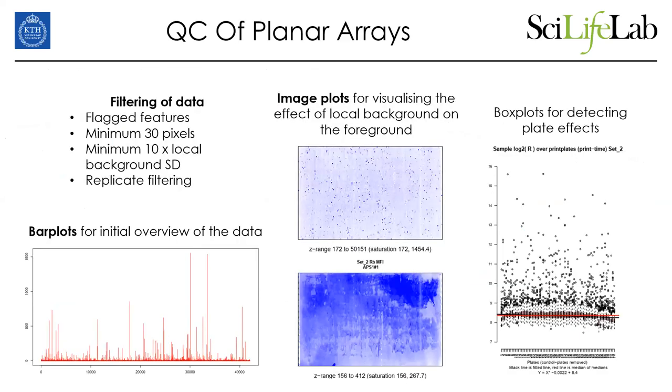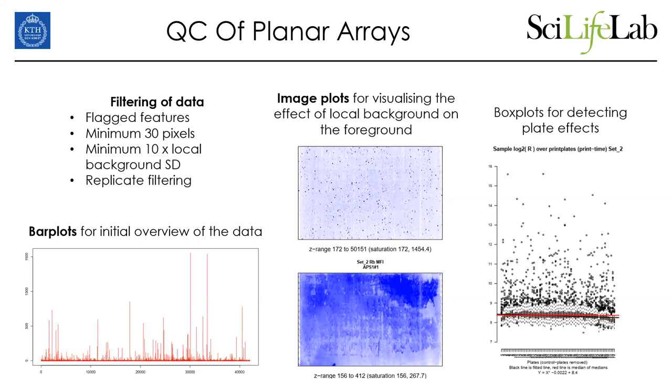So for the QC of the planar arrays, we do a lot of visualization to see what the data looks like. We start by doing a filtering of data, where we filter off, of course, the flag features, remove also the features that have too few pixels, or those that are too close to the background in the green channel, of course, the quality control channel, so to speak. And we filter off all the bad replicates.